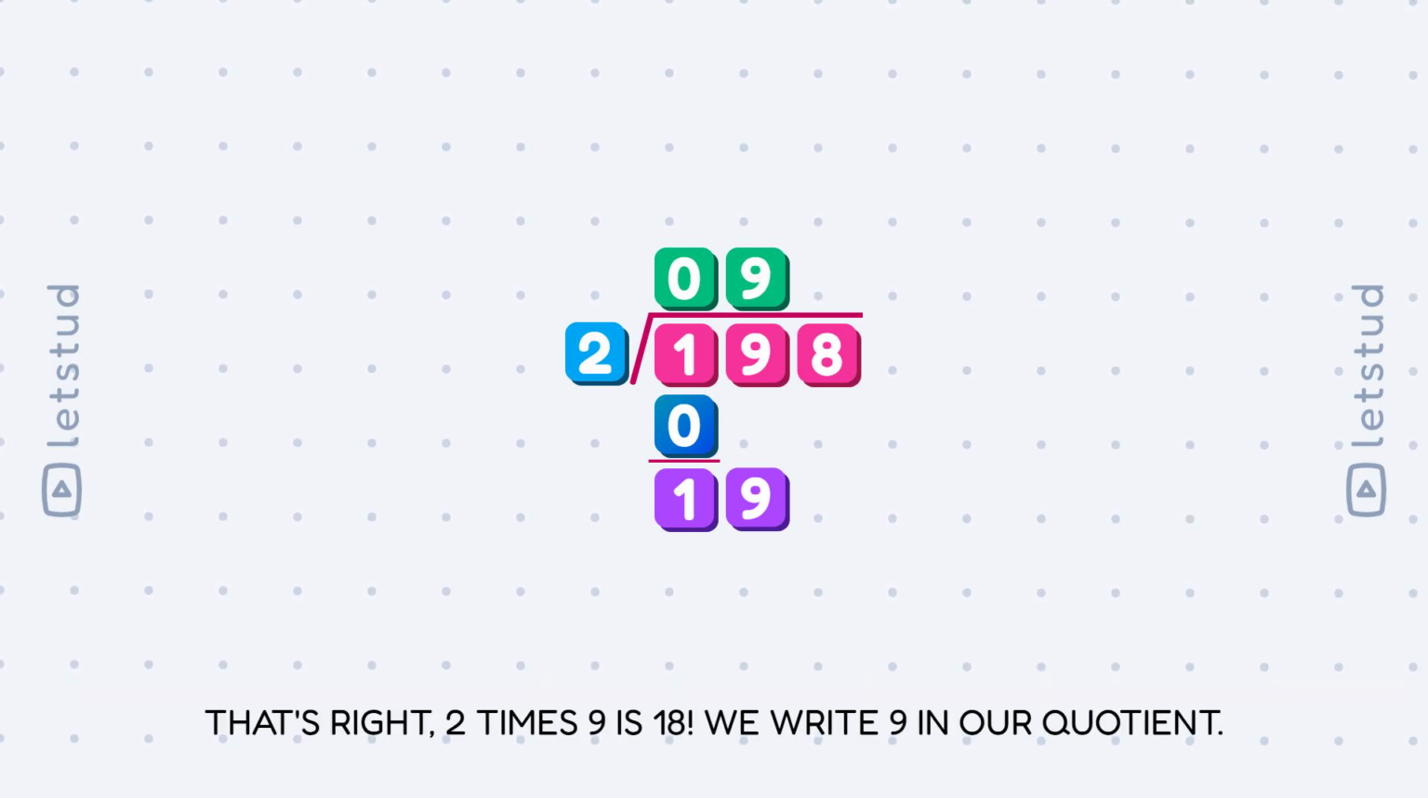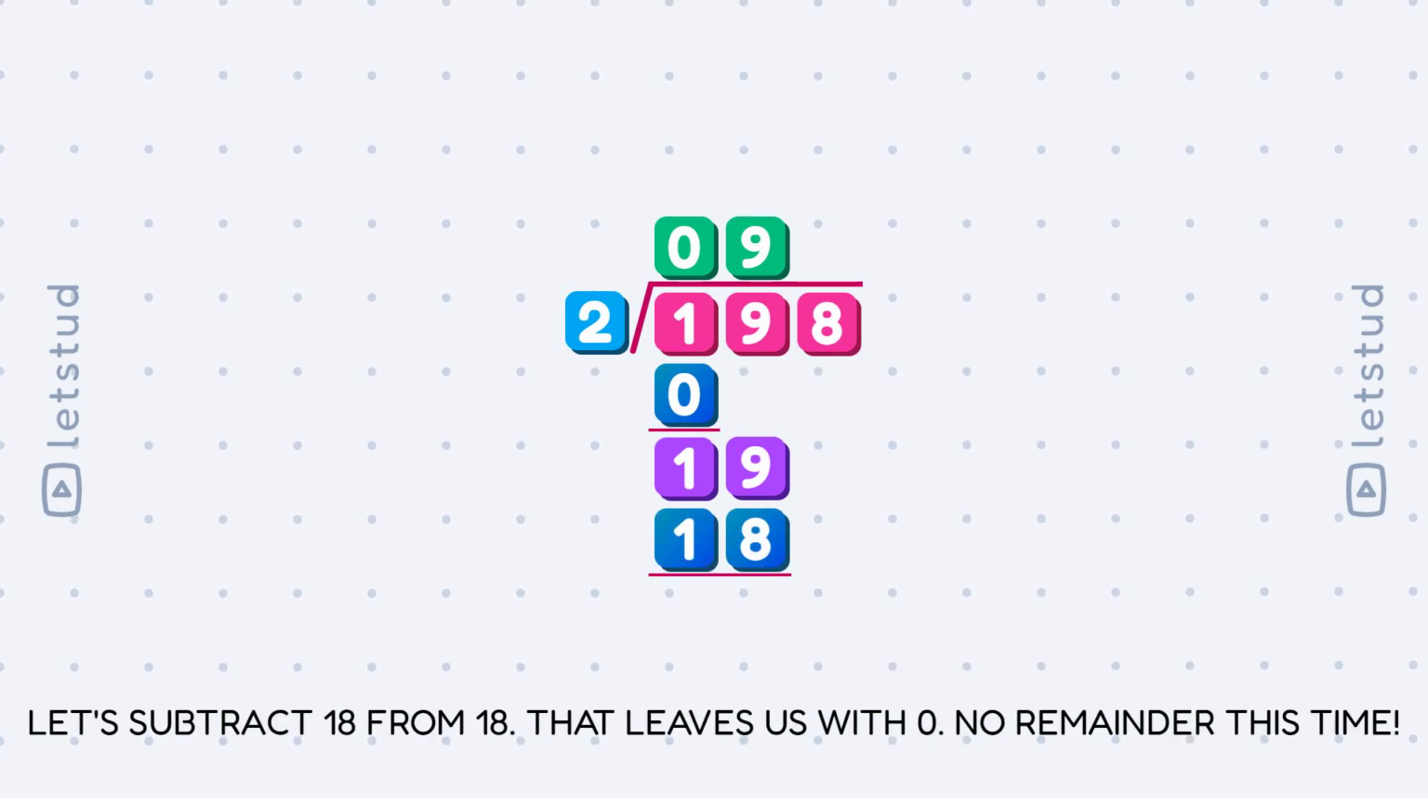That's right, 2 times 9 is 18. We write 9 in our quotient. Let's subtract 18 from 18. That leaves us with 0, no remainder this time.